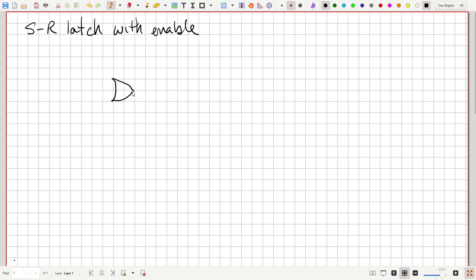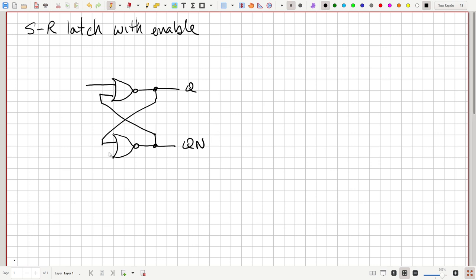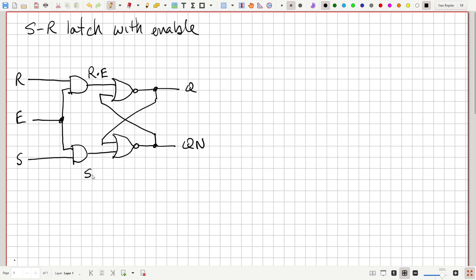So we've got these NOR gates. We've got the feedback. This is our Q output, and this is our QN output. And this would normally be our reset input, and this would be our set input. But we're going to have those be the output of AND gates. And one of the inputs to both of those AND gates is going to be an enable signal. Then up here at the top, we're going to put our reset signal, and at the bottom, our set signal. So the output of the top AND gate will be reset and enable, and the bottom AND gate will be set and enable.